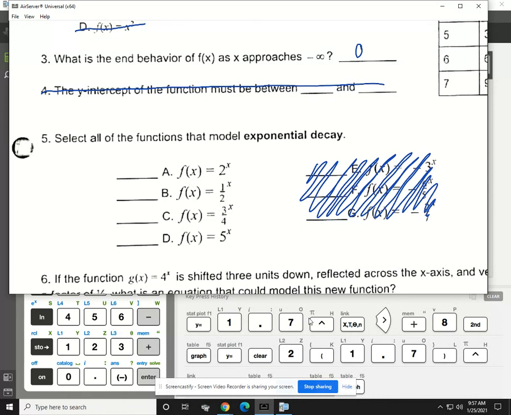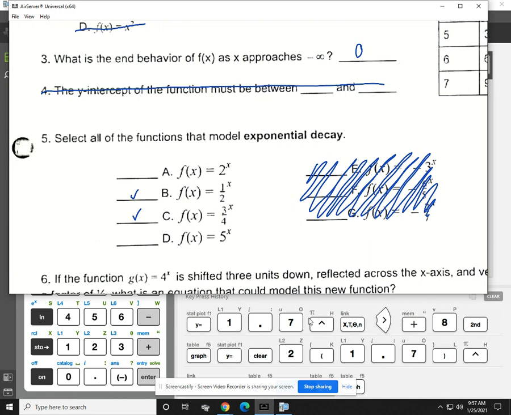Okay, number 5. It says to mark the ones that model what? Decay. Now, do you have to graph all these? No. Look, what's the base of this exponent? Is that growth or decay? Growth. Don't mark it. What's the base of that exponent? 1/2. Is that growth or decay? Mark it. What's the base of that exponent? Growth or decay? Mark it. What's the base of this exponent? Growth or decay? Don't mark it. So the only 2 you should have marked are B and C.